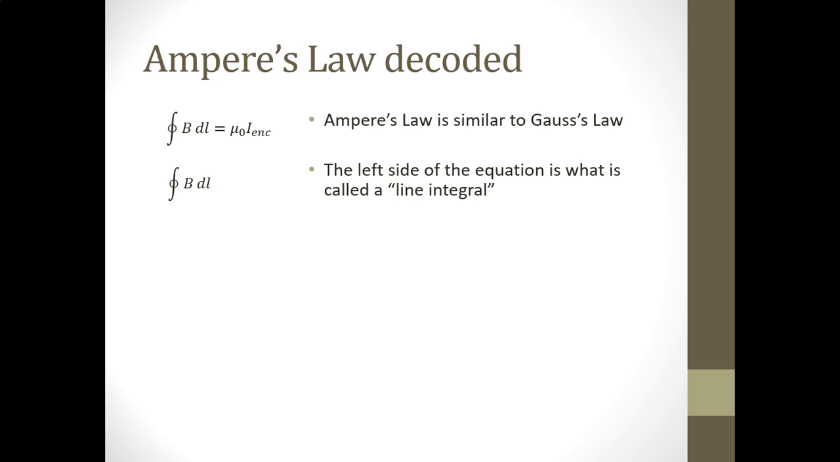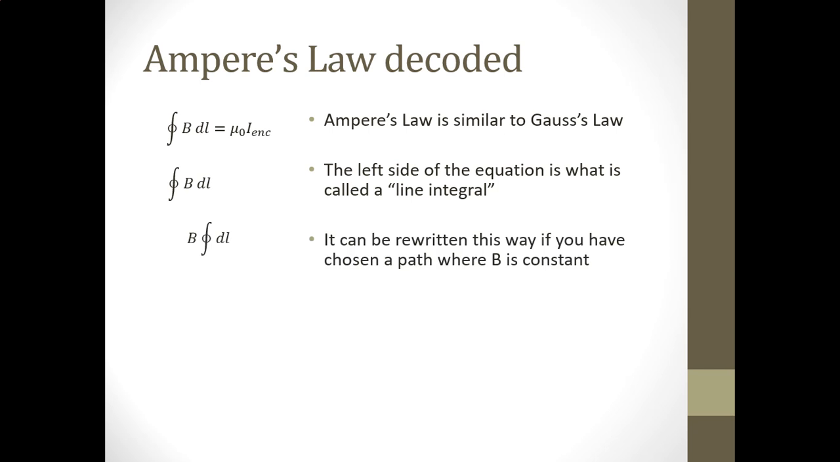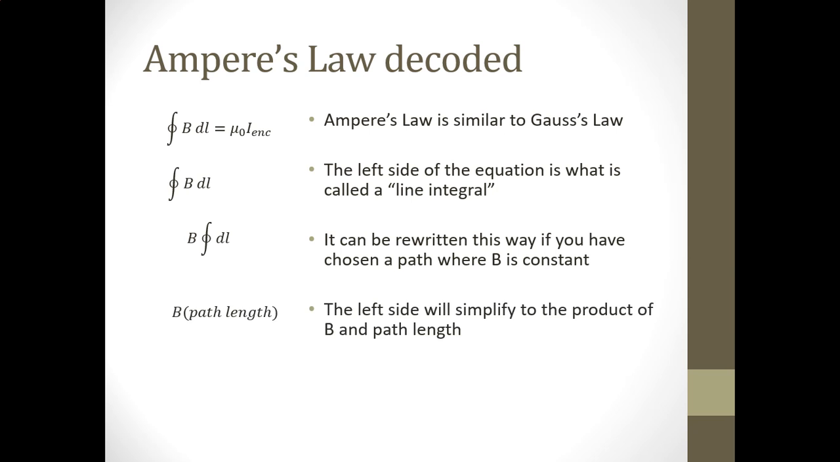So in Ampere's law, we generally talk about creating what's called an Amperian loop, which is a closed loop that you're going to do this line integral on. A lot of times, if we choose our loop correctly, we've chosen a loop where the magnetic field is constant. And so it can be rewritten this way, B times the line integral of dl.